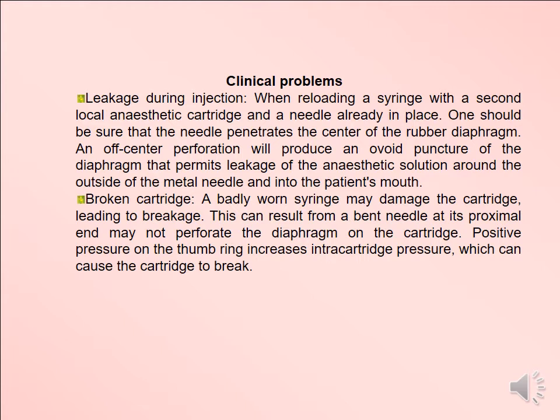of the diaphragm and the local anesthetic solution going outside of the cartridge. Second problem, broken cartridge. A badly worn syringe may damage the cartridge, leading to breakage. This can result from a needle bent at its proximal end that may not perforate the diaphragm on the cartridge. Positive pressure on the thumb ring increases intra-cartridge pressure, which can cause cartridges to break.